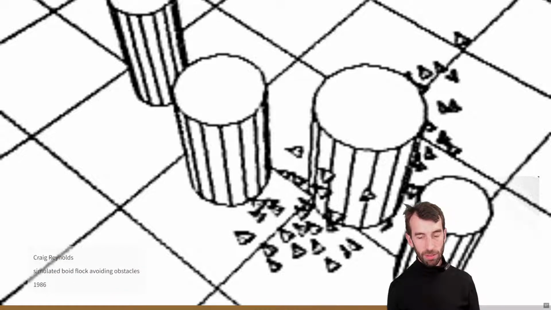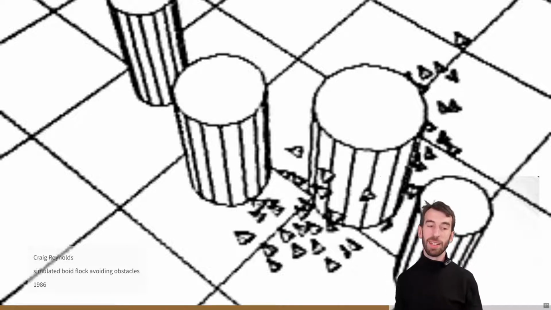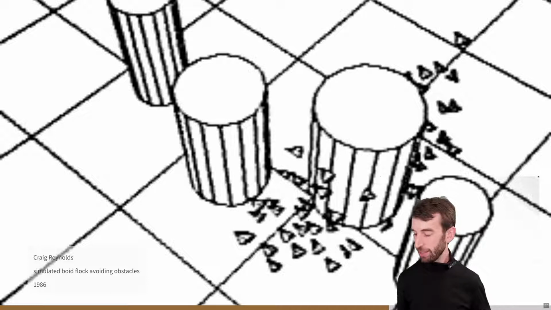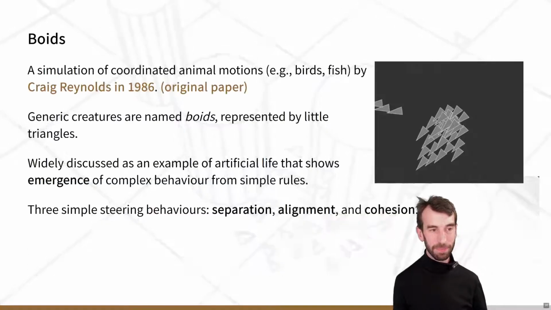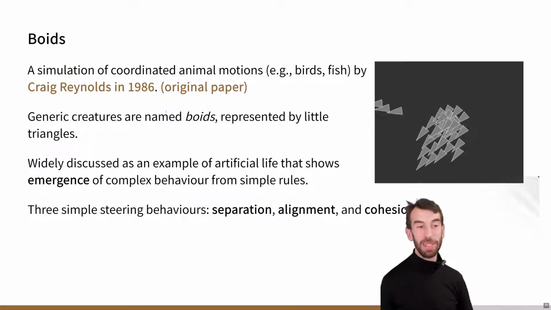This is a concept, I suppose, generated by a computer graphics scientist called Craig Reynolds in 1986. The idea was to develop a simulation of a bird or a creature that would act in a flock and would avoid an obstacle. So Craig Reynolds came up with this concept of Boids, which was the simulated creature. You can see here an image of these little triangles flying around the screen and interacting with these columns that are sitting there. So it's a simulation of coordinated animal motions, birds, fish, etc. There's a paper linked here which you can go and check out. And these generic little creatures are called Boids, represented by little triangles.